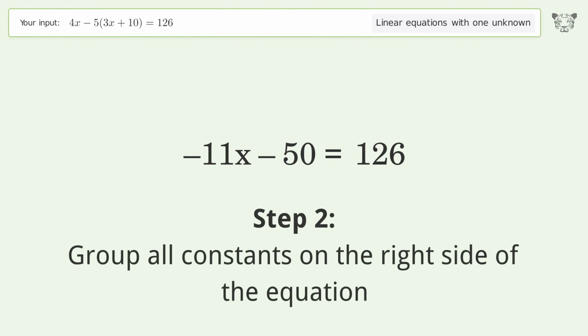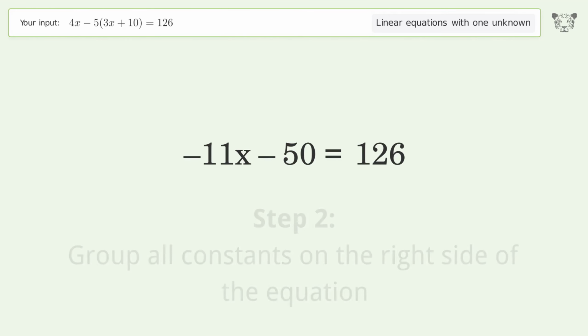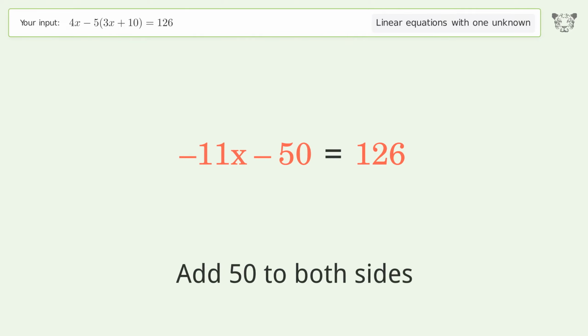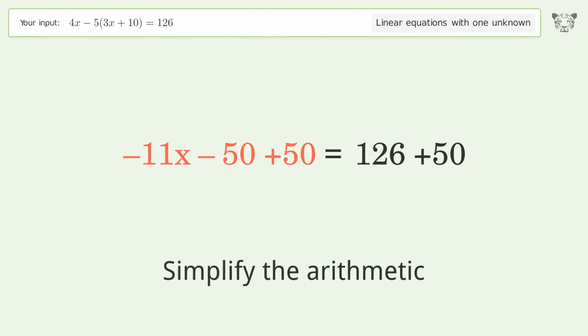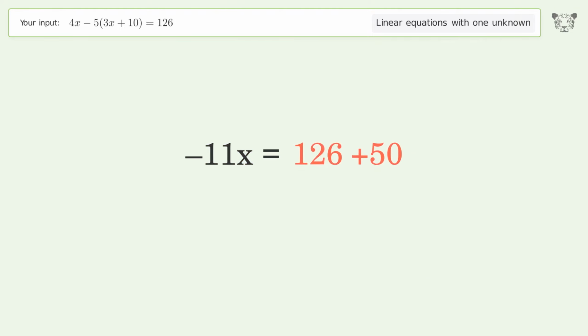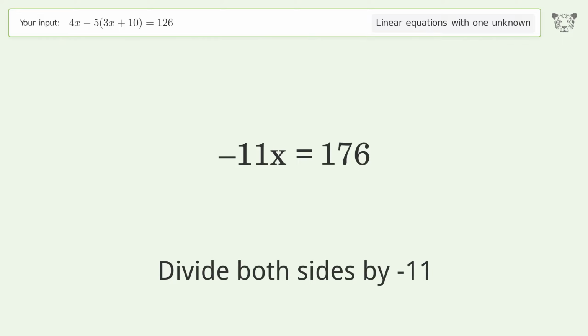Group all constants on the right side of the equation. Add 50 to both sides. Simplify the arithmetic. Isolate the x. Divide both sides by -11.